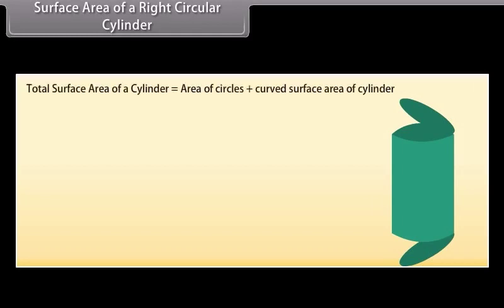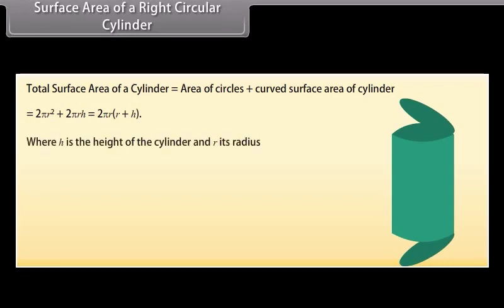And now if we cover the top and the bottom of the cylinder, we get its total surface area. Total surface area of a cylinder is equal to the area of the two circles plus the curved surface area of the cylinder. This is equal to 2 pi r square plus 2 pi r h, which is equal to 2 pi r into (r plus h), where h is the height of the cylinder and r its radius.